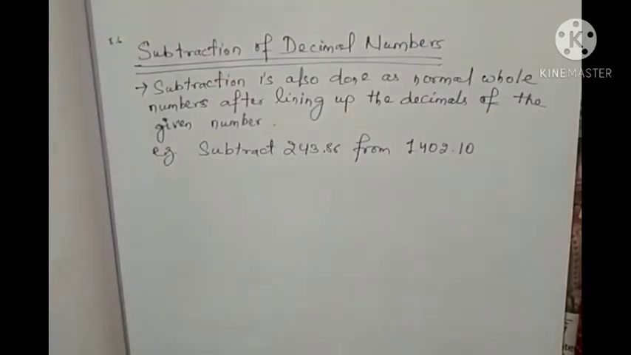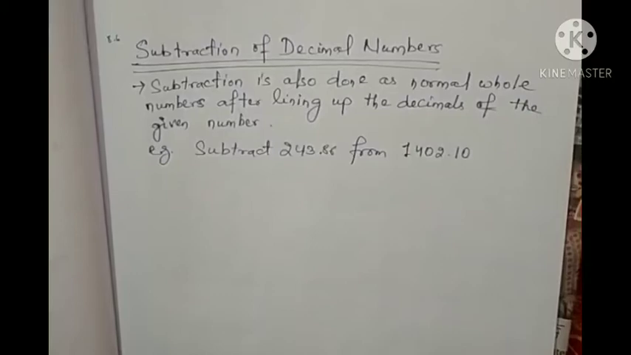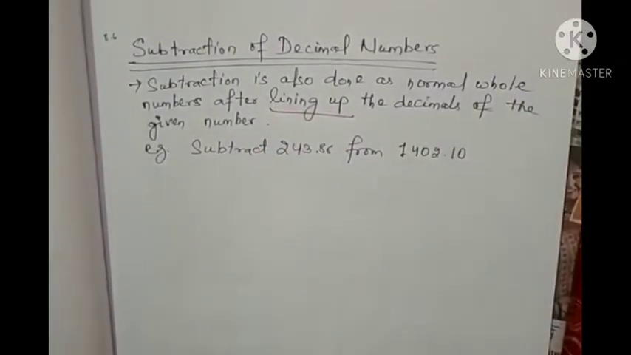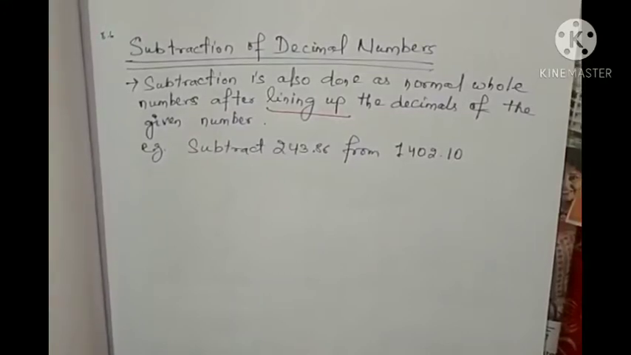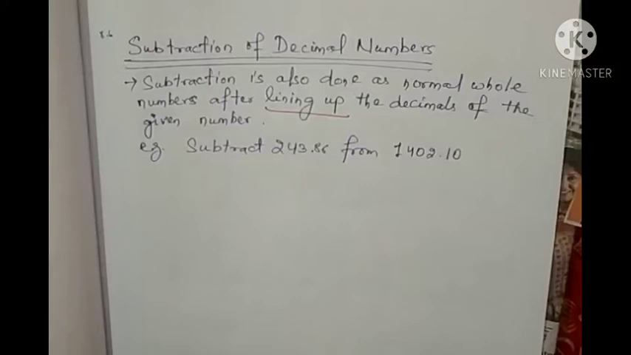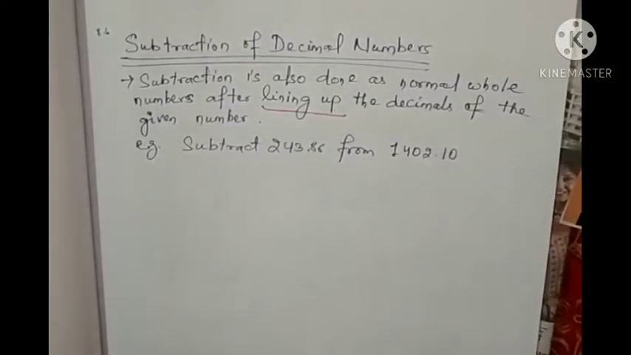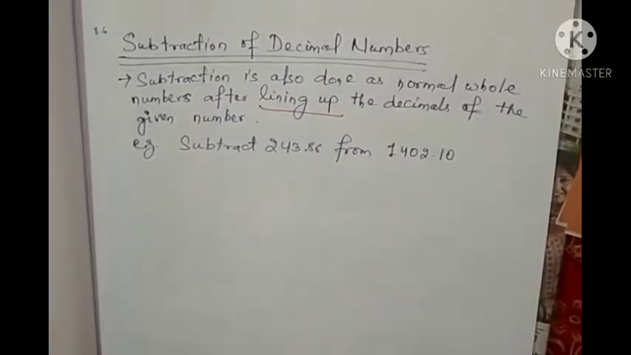Next we will see subtraction of decimal numbers. Okay. Subtraction is also done as with normal whole numbers, after lining up the decimal. The same thing, lining up the decimals of the given numbers. So let's see one example. Subtract 243.86 from 1402.10. So let's see what we'll do.